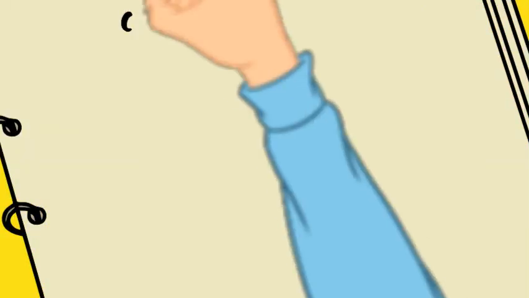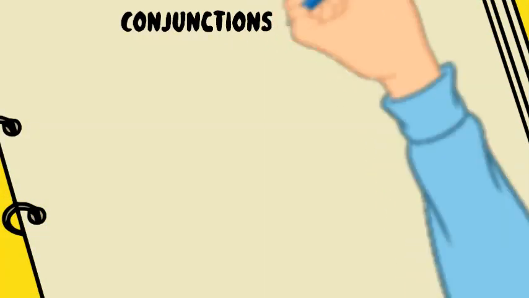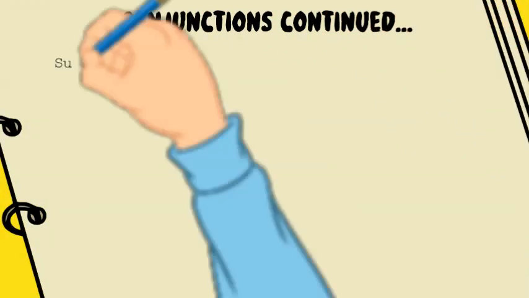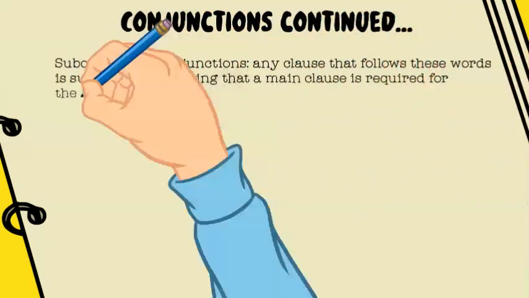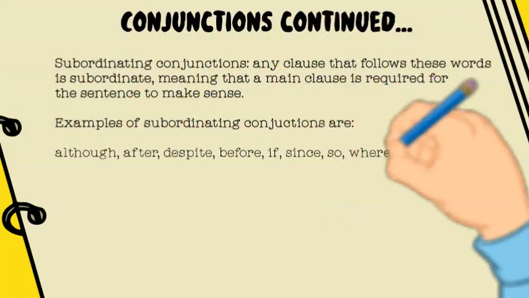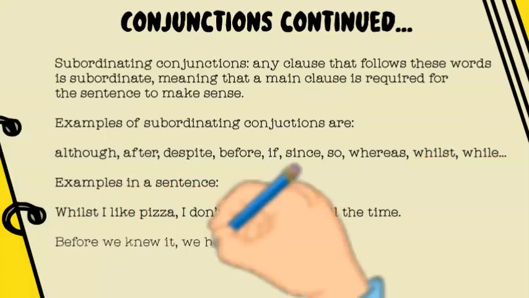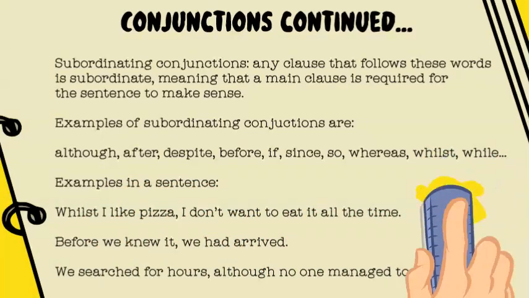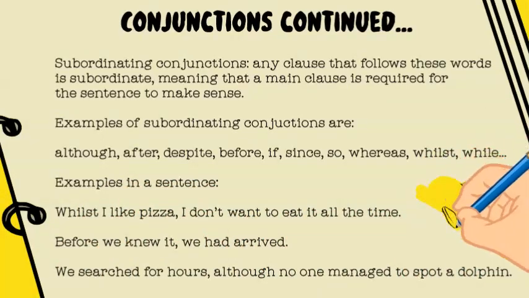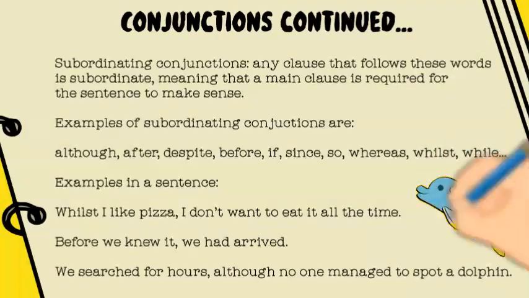A subordinating conjunction means that any clause that follows it is subordinate. So that means that it needs a main clause, an independent clause, in order for the sentence to make sense. Examples of subordinating conjunctions are although, after, despite, before, if, since, so, whereas, whilst and while.